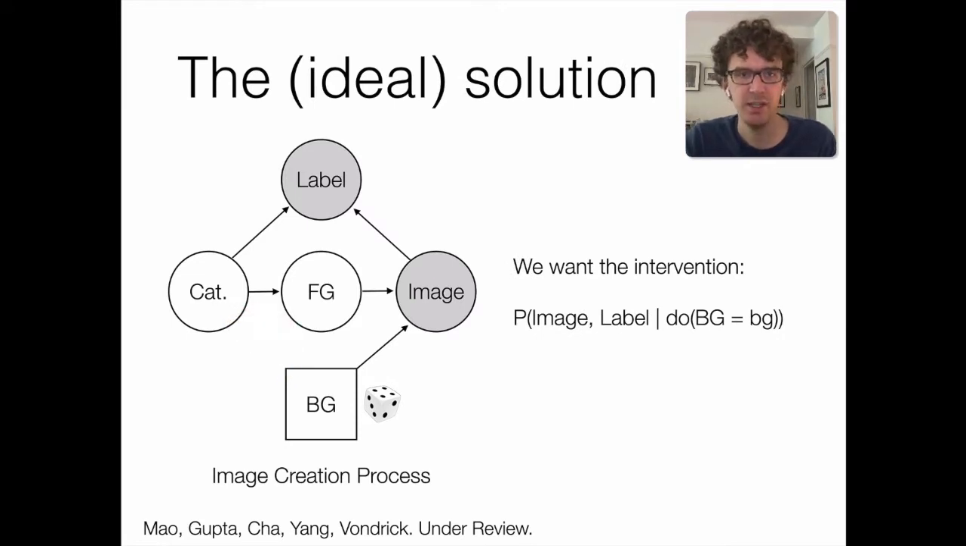So in the ideal world, what we'd want to do is change this distribution. And the way we change this distribution is we want to intervene on the causal process and randomize the background features without changing the category or the foreground features. And so by intervening on the background, we remove the causal link between the category and the background features, creating a train distribution that is independent of the spurious correlations.